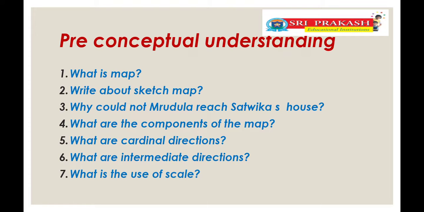What are the components of the map? North, south, east, west. These are the directions. Directions are one component, then symbols, colors, scale. Four are the components of the map. What are cardinal directions? Cardinal directions are nothing but north, south, east, west. What are intermediate directions? Intermediate directions are northeast, northwest, southeast, southwest. What is the use of scale, children? We use scale to reduce the distance and to measure the distance. Okay, children?